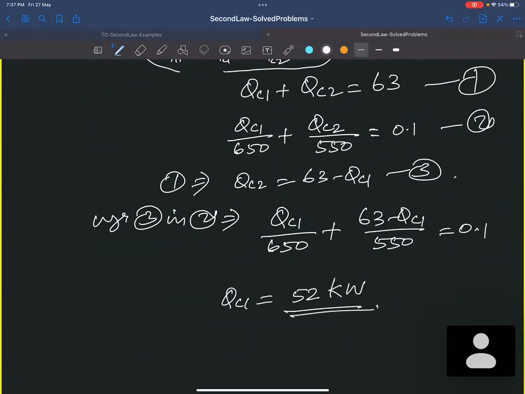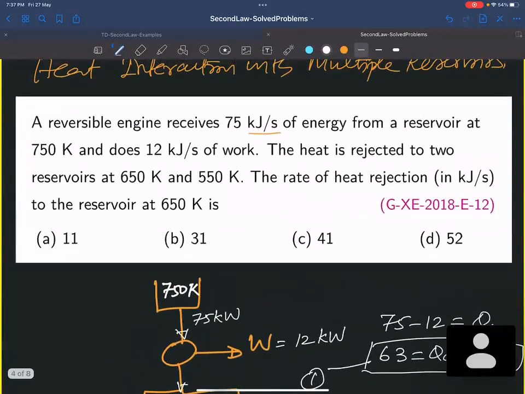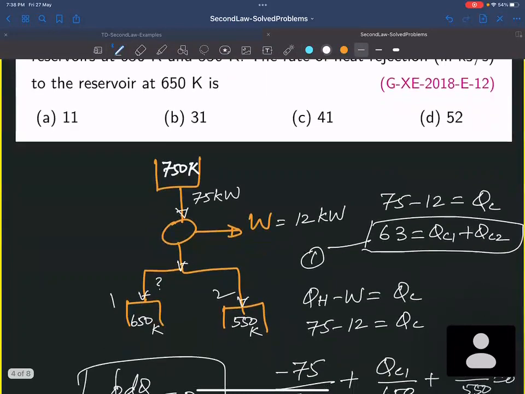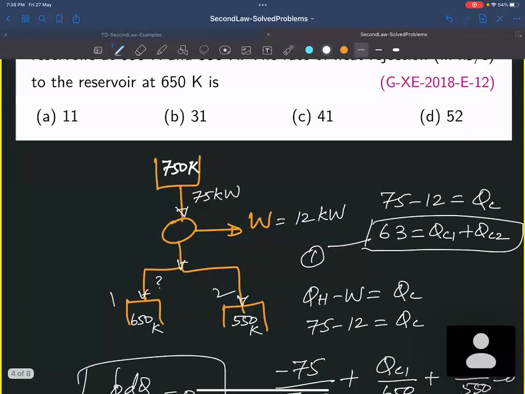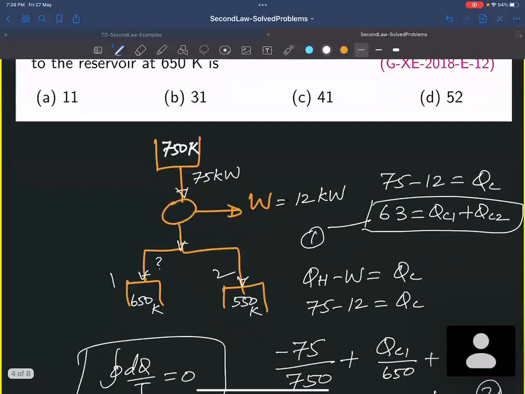You are getting okay. Let us discuss the problem again. In this kind of system with multiple reservoirs, there is one equation you can simply write by the usual balance on energy. This 75 kilowatt is the energy taken from the reservoir, out of which 12 kilowatt is converted to work. The rest is given to the sinks. So from that we are getting the equation.